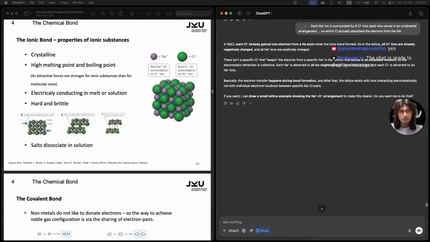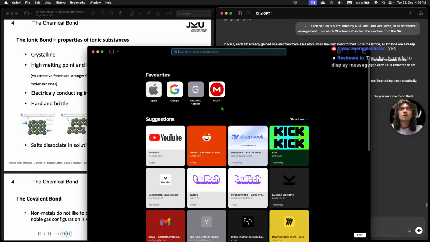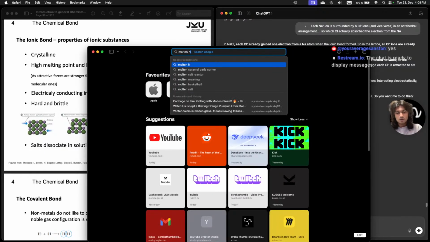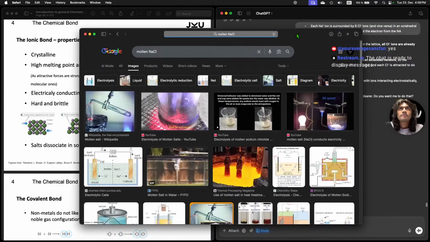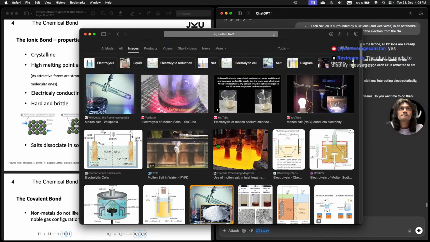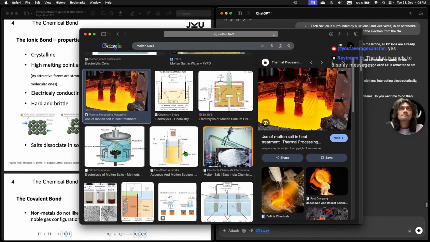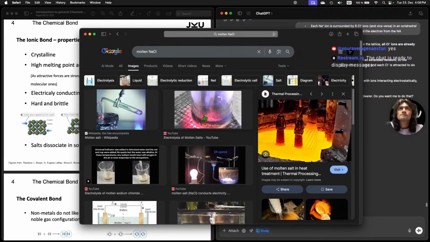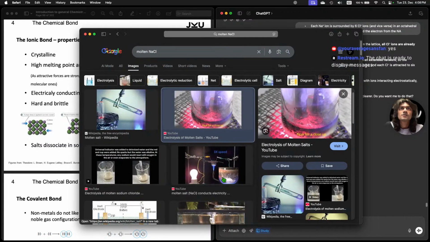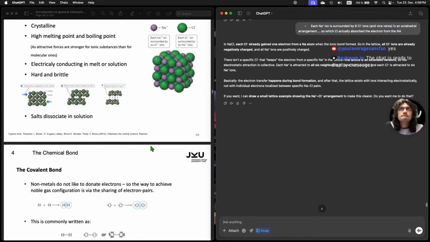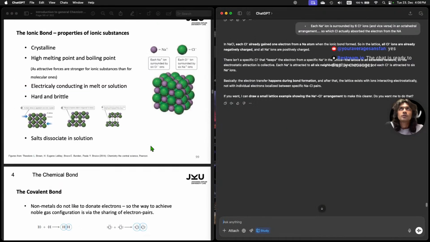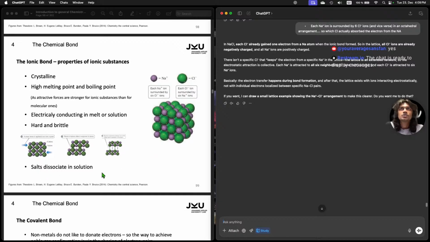You know what I'm curious about, how molten NaCl looks like. There's no good image. Next is covalent bond, but salt dissociates in solution.